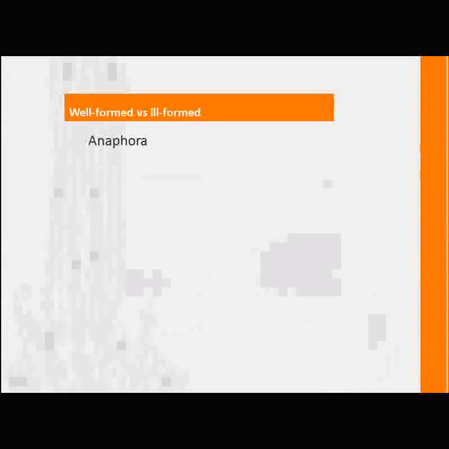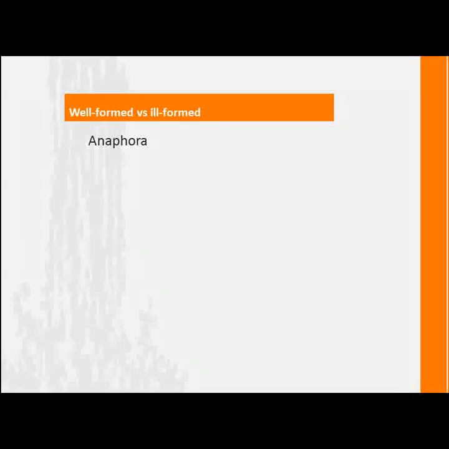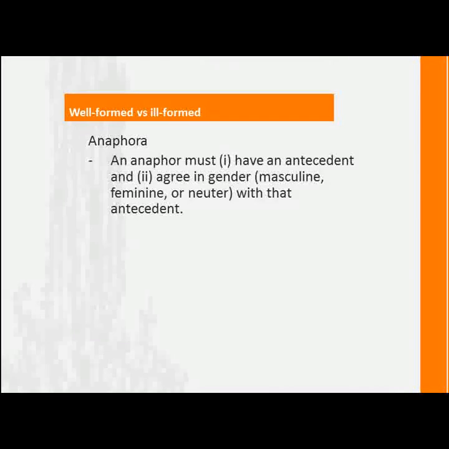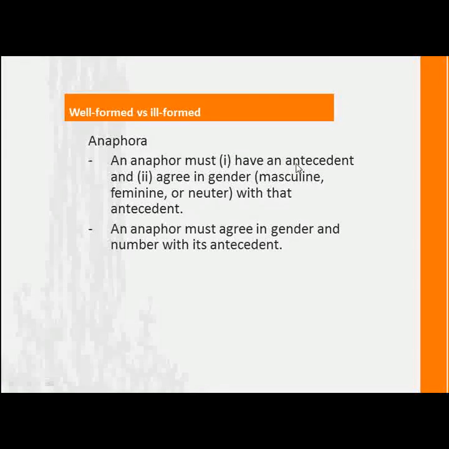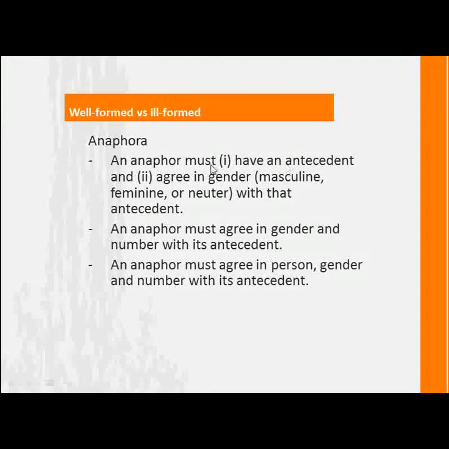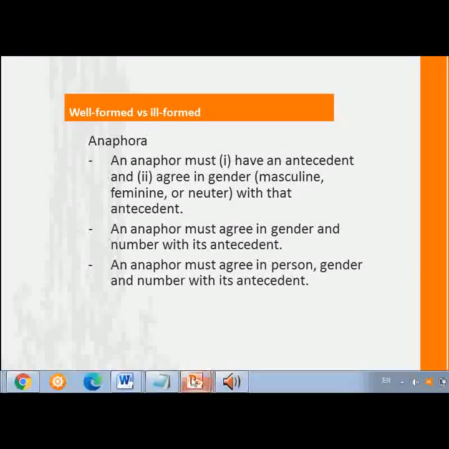Okay, now let's talk about well-formed and ill-formed examples. Ini contoh tentang analisa well-formed dan ill-formed ya, tentang anaphora. What is anaphora? I'll show you in the next slide. Tapi ada beberapa hal yang harus dimiliki oleh anaphora. Yang pertama, an anaphor must have an antecedent. Jadi anaphor itu harus memiliki kembaliannya atau referring to-nya. Anaphor must agree in gender and number with its antecedent. Anaphor must agree in person, gender, and number with its antecedent. So, beberapa contoh. Okay, let's see the example in the next slide.